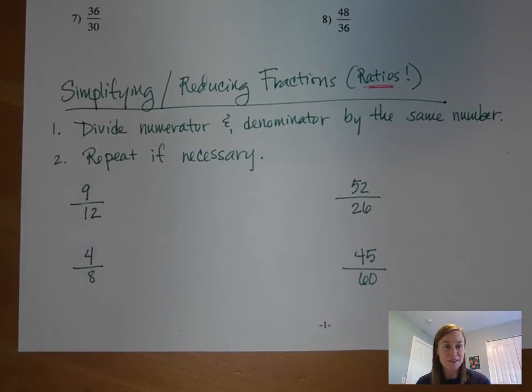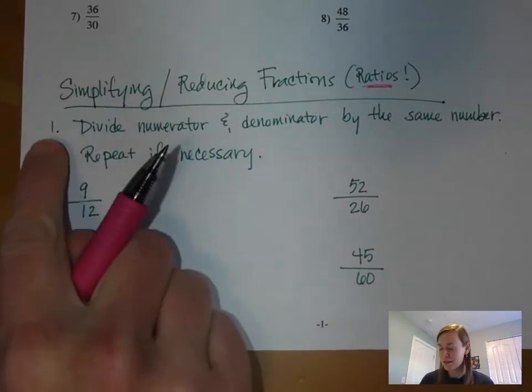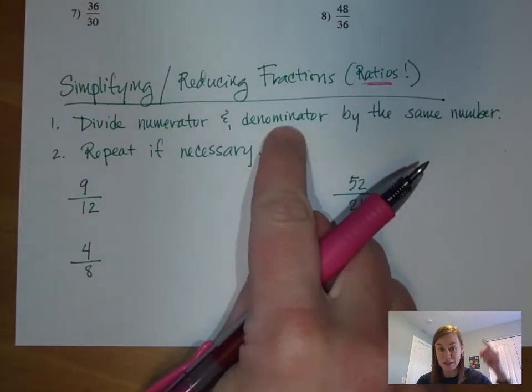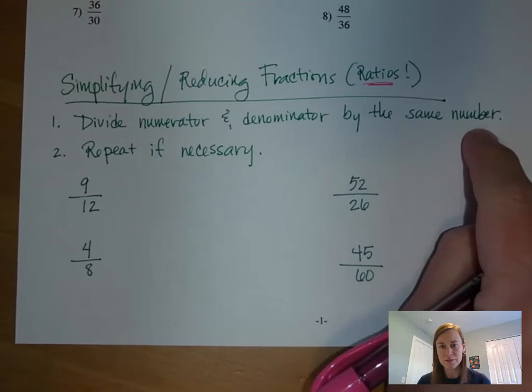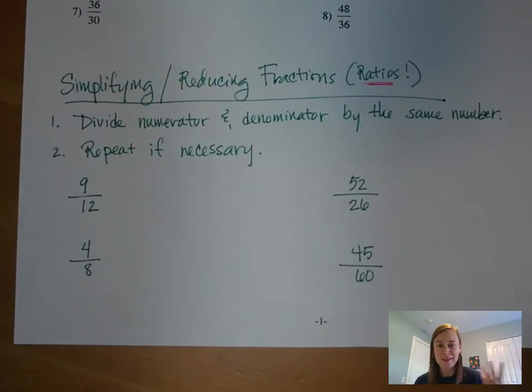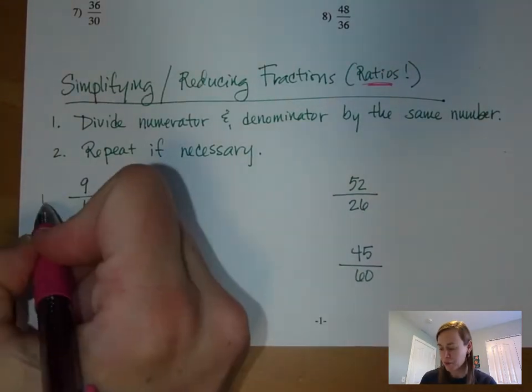So here's our steps. Step 1. Divide the numerator and denominator, that's the top number and the bottom number on that fraction. Divide them by the same number. And then step 2, repeat if necessary. So we're keeping those steps short and sweet. Let's go ahead and look at example number 1 here.